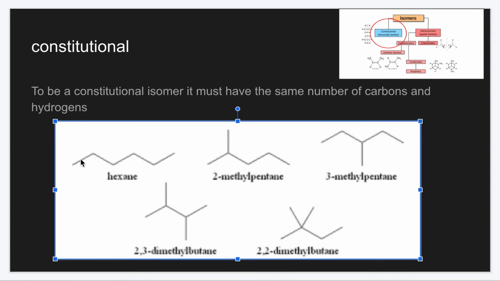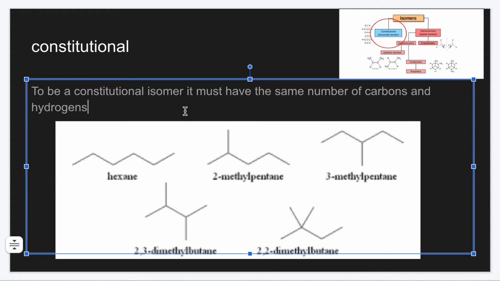I don't know if you guys can see my mouse, so I'm just going to click. 1, 2, 3, 4, 5, 6. And then implied are these hydrogens: 1, 2, 3, 4, 5, 6, 7, 8, 9, 10, 11, 12, 13, 14. So hexane is a 6 carbon.